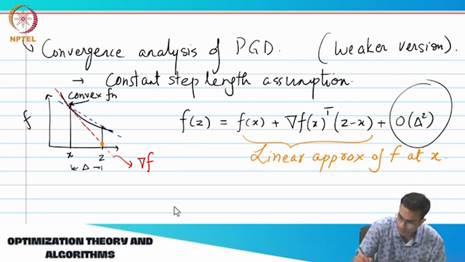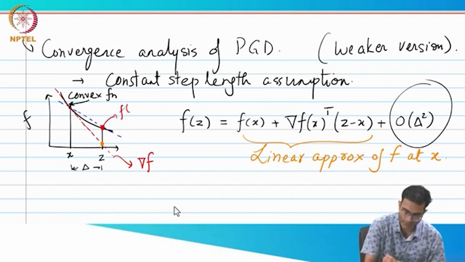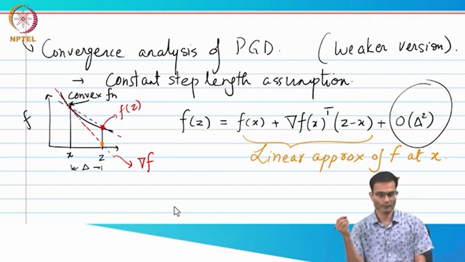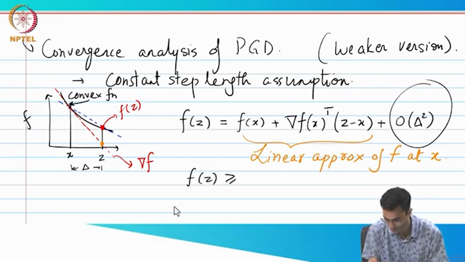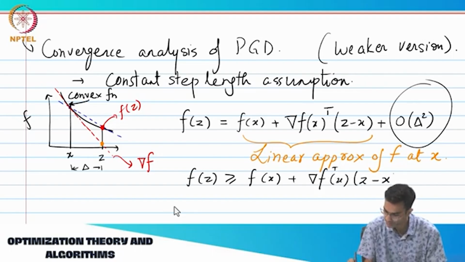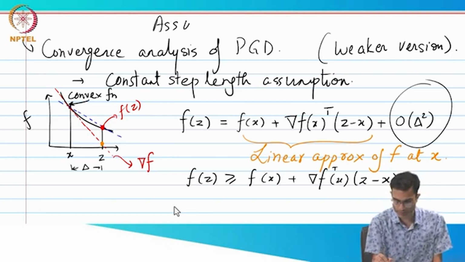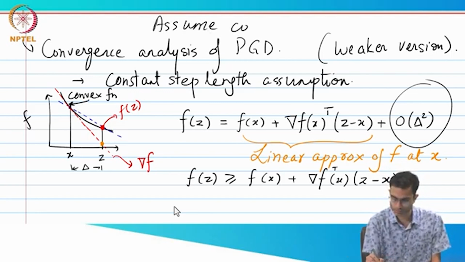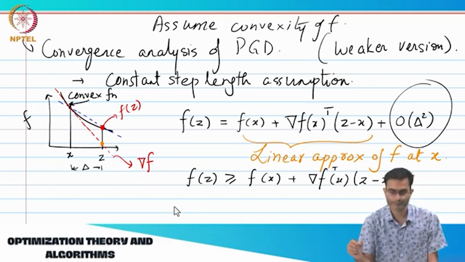This point over here, what is this value? The red dot. This is f of z clearly. So it's very easy to see that actually f of z is greater than or equal to f of x plus grad f transpose x, z minus x. I'm just going to write this over here, assuming convexity of f.